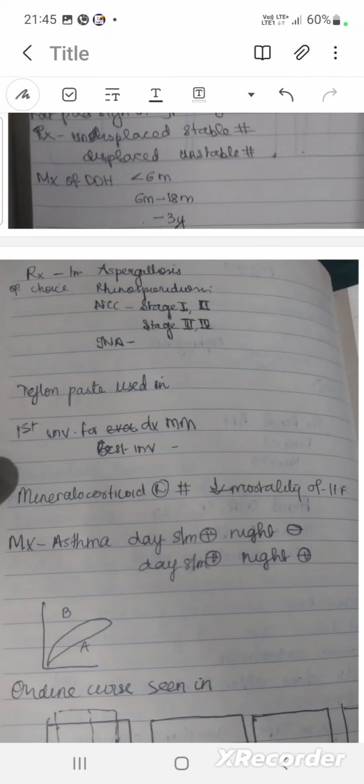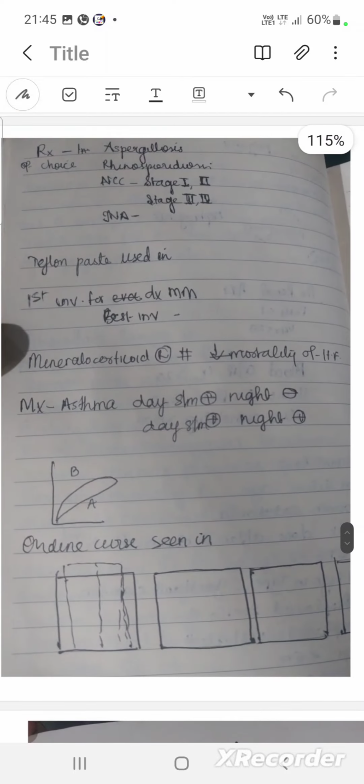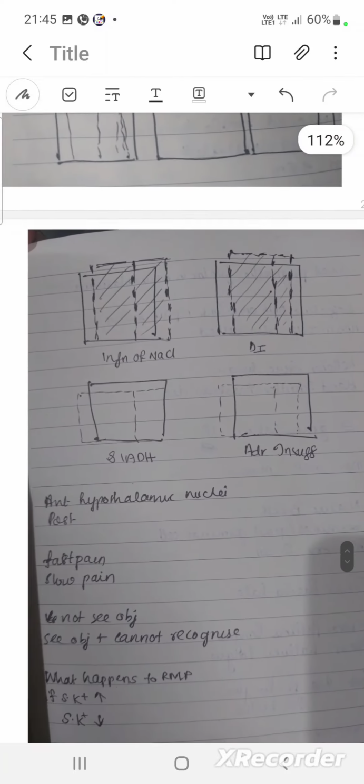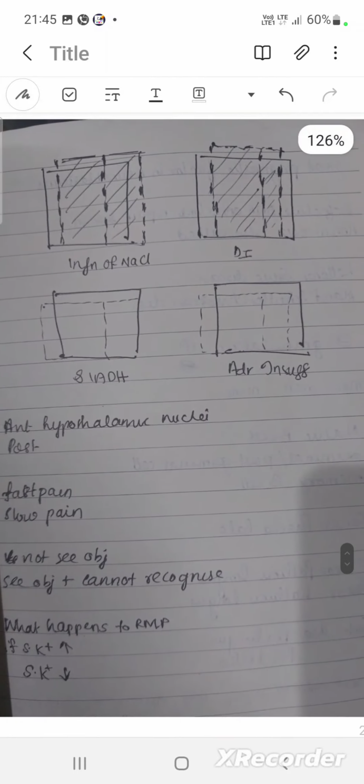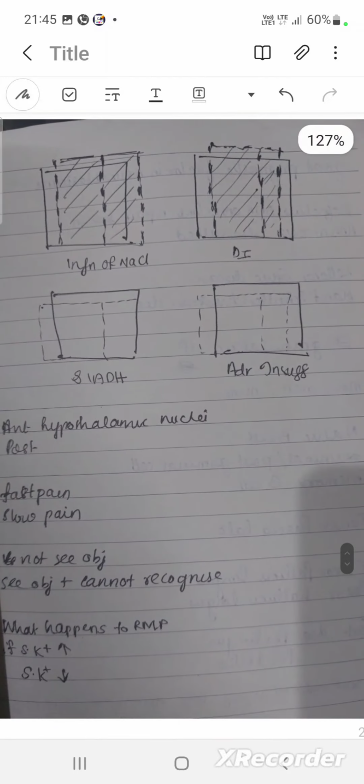Then next is the curve. The question is actually to identify which is inspiration, which is expiration. Inspiration is below, expiration is above. Ondine curse, we are seeing it in a lesion where? Lesion in medulla. That patient has to breathe voluntarily only, which is absolutely not practical, it's a theoretical concept, but still you have to know that.